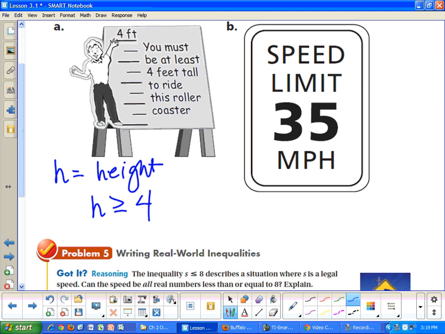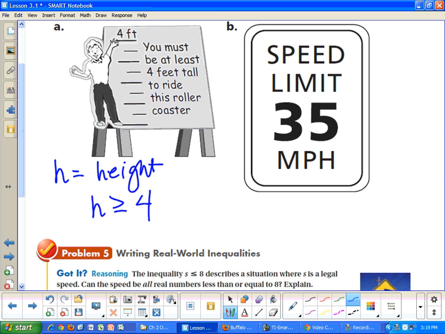Now that would mean that somebody that's 100 feet tall can ride this roller coaster. We may want to qualify that and say that there is some top limit to how tall you can be, but really, according to the sign, anybody that is any height greater than 4 can ride the roller coaster up to infinity feet tall.